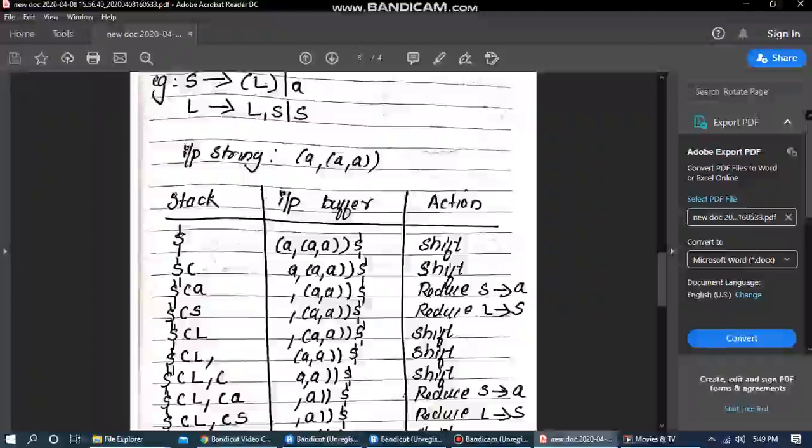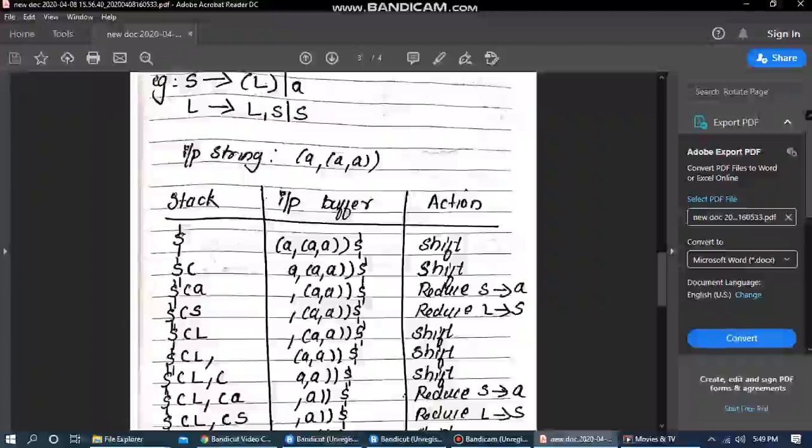Then again an opening bracket is there. So L comma opening bracket, again no similarities from the grammar. Again we perform a shift action. You have to write the shift action there. Then again what happened, the very next small letter A is pushed into the stack. So what are the elements present in the stack? Dollar, open bracket, L comma open bracket A.